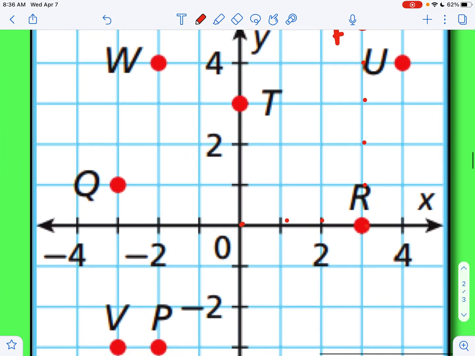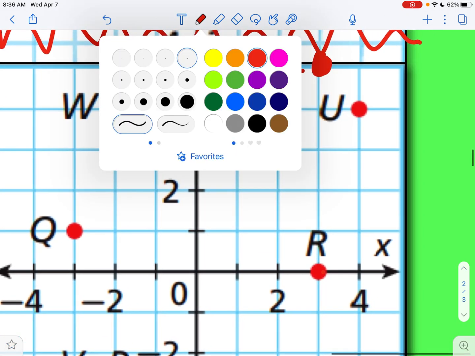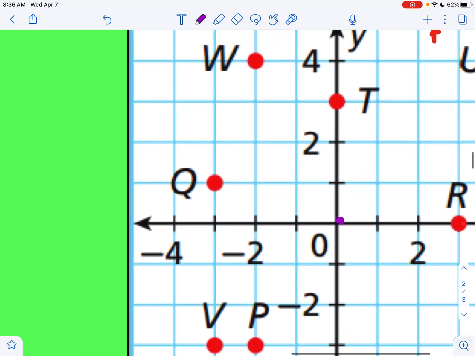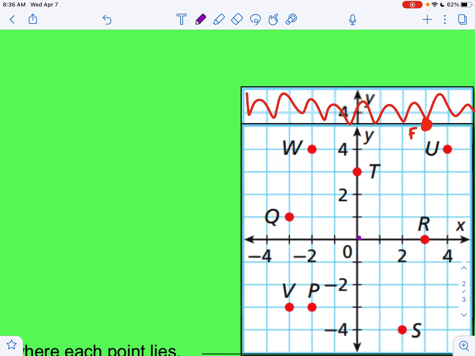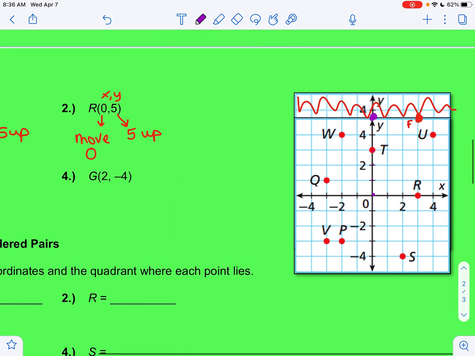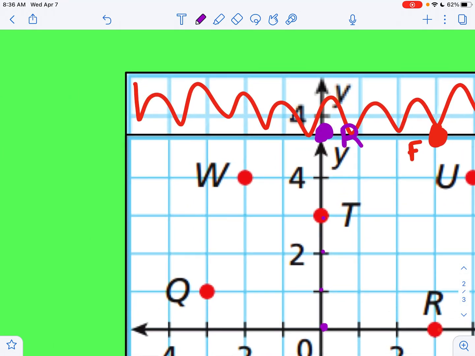Let's practice this one, number 2. Let me erase those little dots so they're not confusing. So we are staying at 0, and we are going up 5. So over 0, up 1, 2, 3, 4, 5. So right there is our point. And now we need to label that letter. It was letter R.